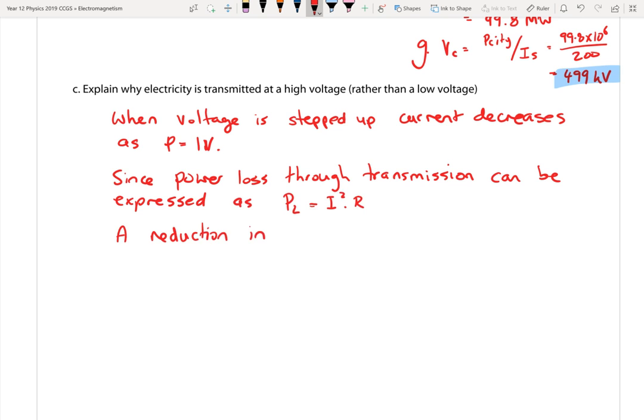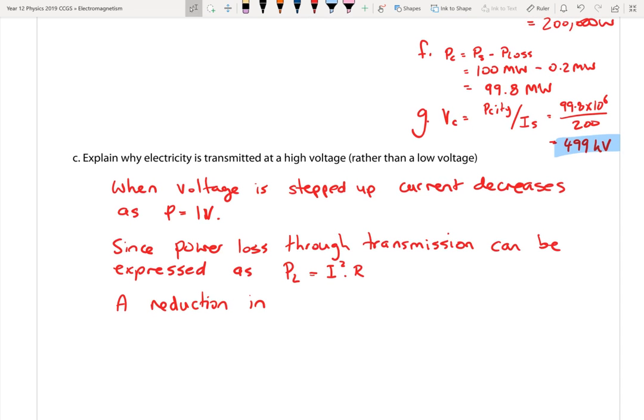What was F? 99.8 megawatts. So 200,000 watts was lost. No, I just meant the question: the power that the city receives. And then the voltage. Remember that would be the primary voltage at the city's transformer. So you've got 2 transformers at each end. The first transformer would be the secondary there, and then the other transformer would be the primary at the city. So it's a bit tricky, and that's why I tend not to worry too much about the city.